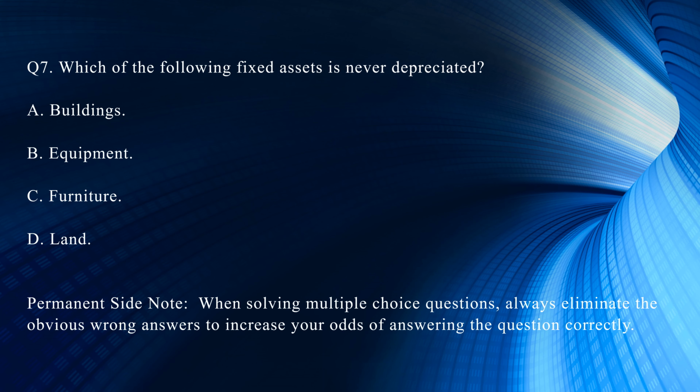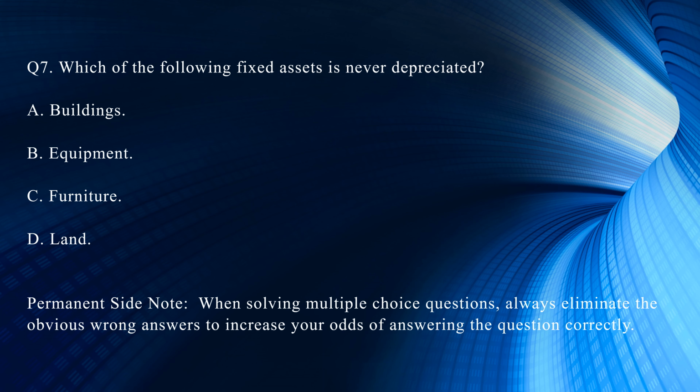Question 7. Which of the following fixed asset is never depreciated? A, buildings, B, equipment, C, furniture, and D, land. The answer to the question is always going to be D, land. Well, it's always going to be land because land is not a depreciable asset.